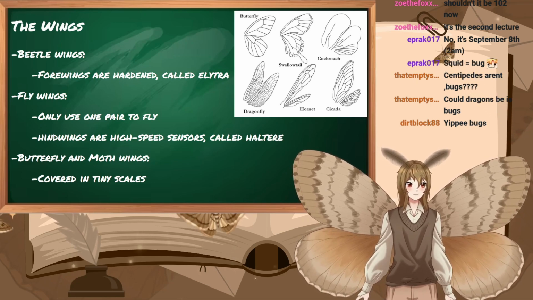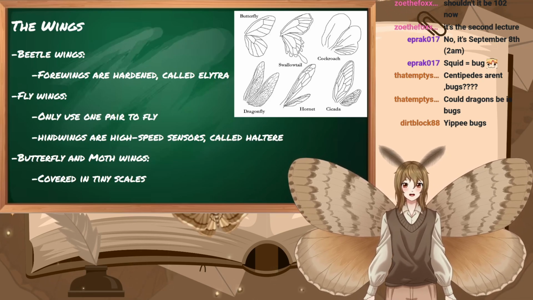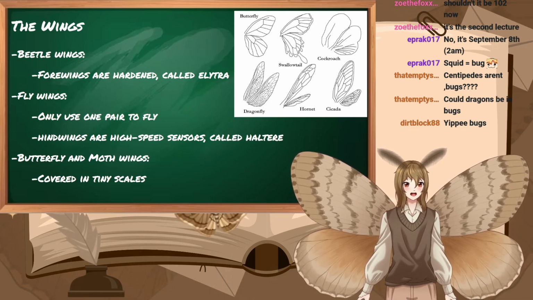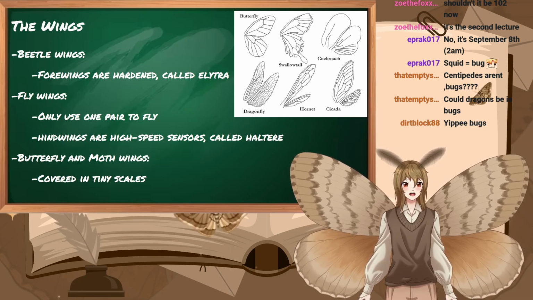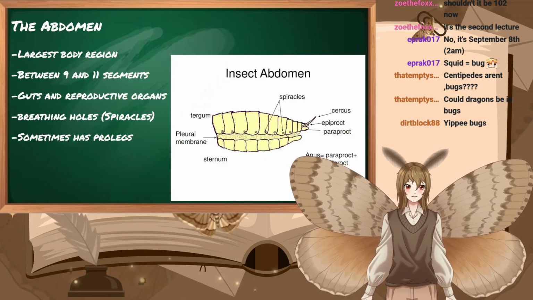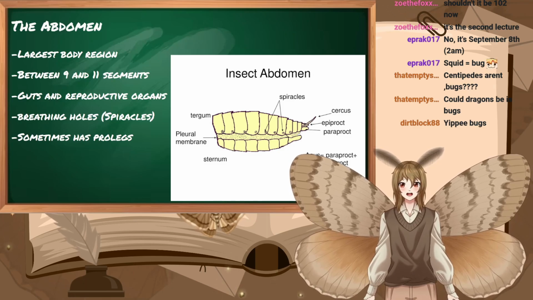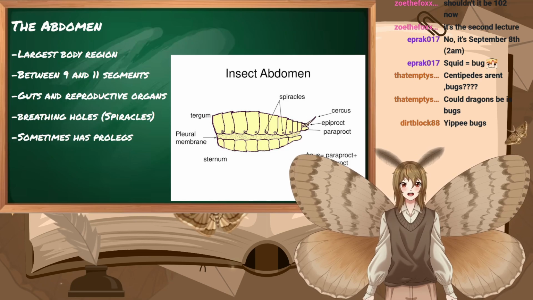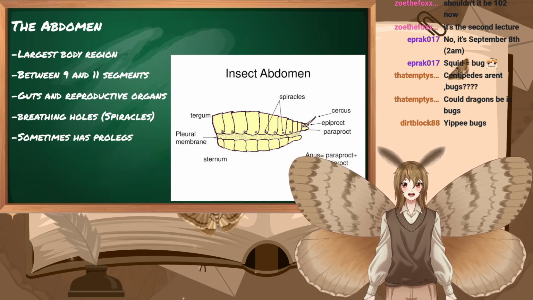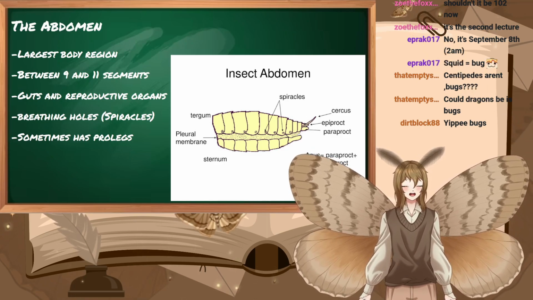And Lepidoptera means scale-winged, so it all is very well thought out how they are named. We do know of their existence since quite a long time. Now, the abdomen is the largest body region an insect has. It's between 9 and 11 segments, usually it's 11, and it has guts and reproductive organs in there.